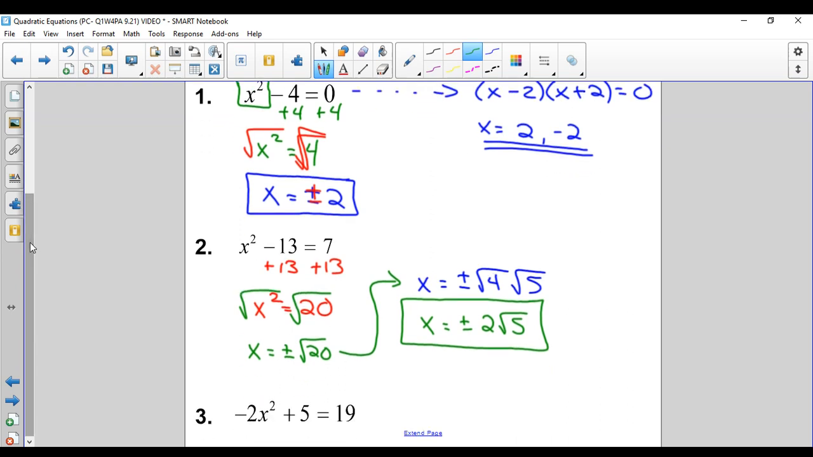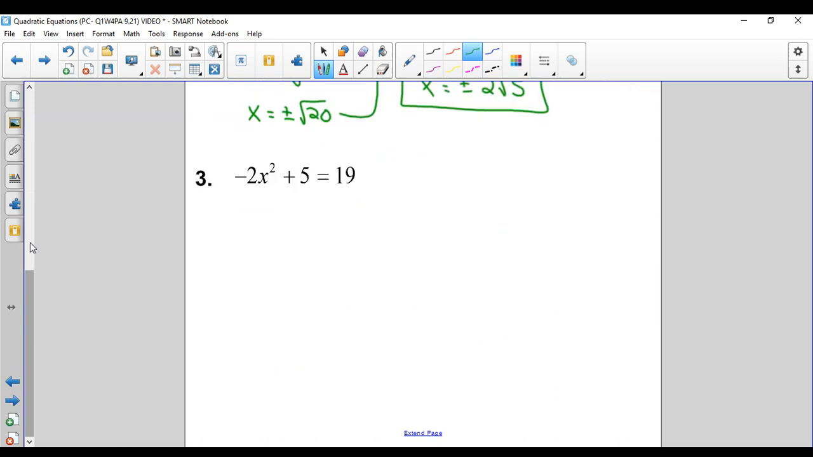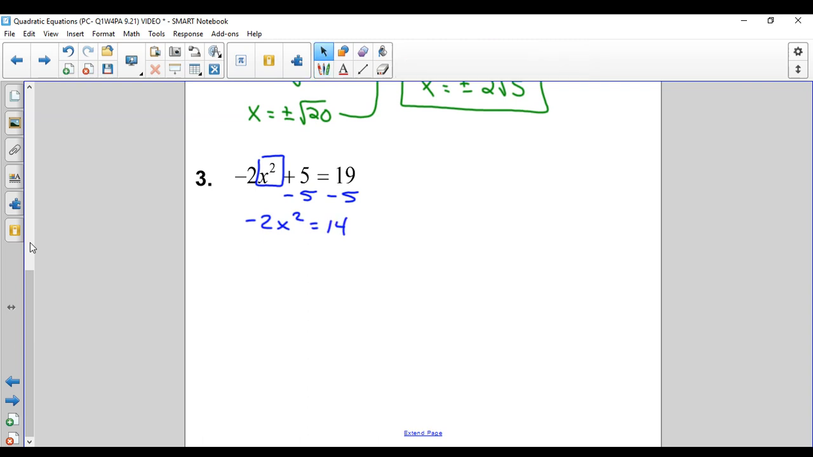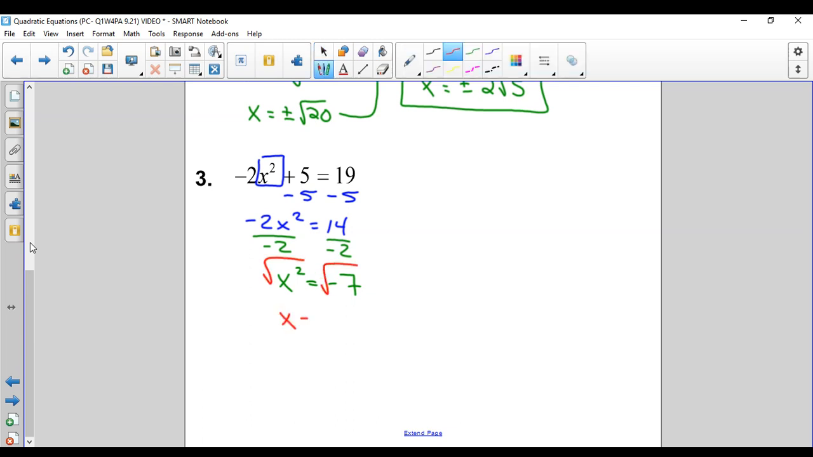Another type of answer we could see is a complex answer. Let's check those out. We subtract 5. We're trying to get the x squared by itself. So we have negative 2x squared equals 14. Divide by negative 2. We get x squared equals negative 7. We take the square root of both sides. We get x equals plus or minus the square root of negative 7.